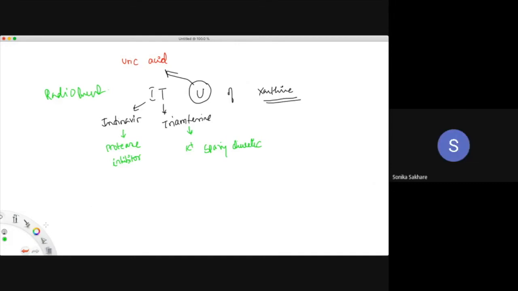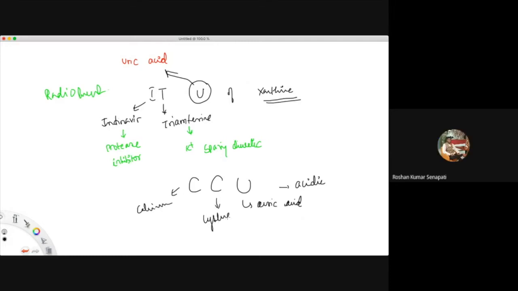And I told you one more logic, right? The acidification and alkalinization. The mnemonic for that is CCU. These are all stones which are acidic in nature. U again is uric acid. C is basically your calcium stones, and another C will be your cysteine. We'll study about the cysteine. So these are all acidic components.